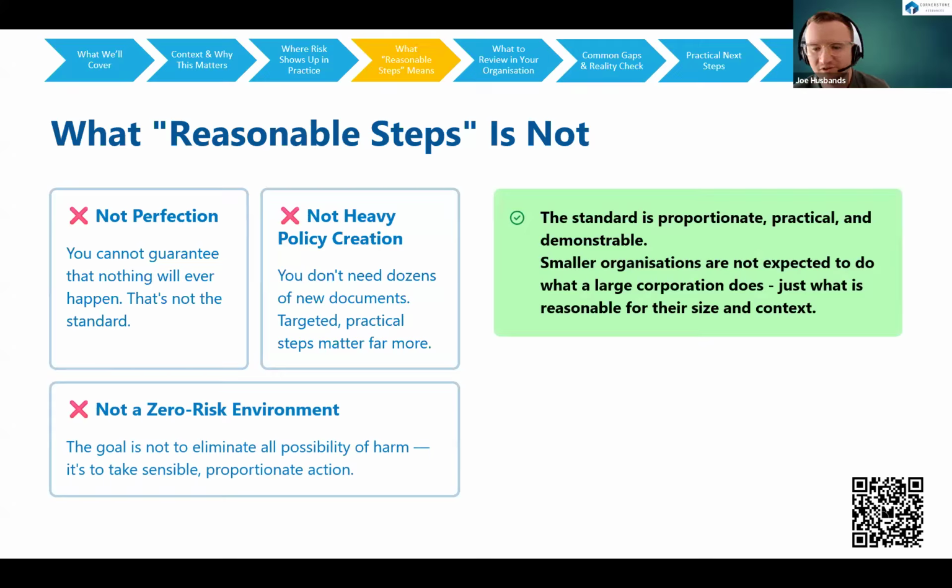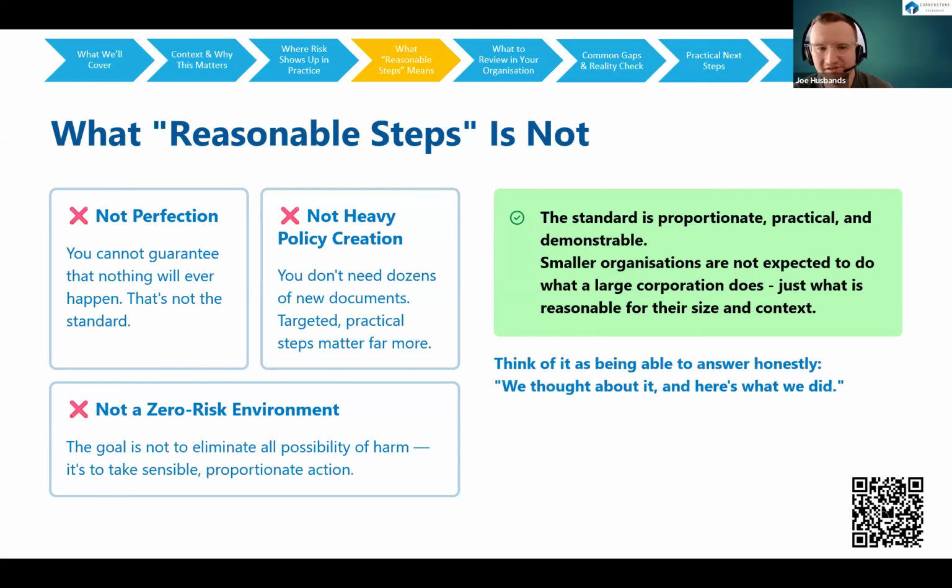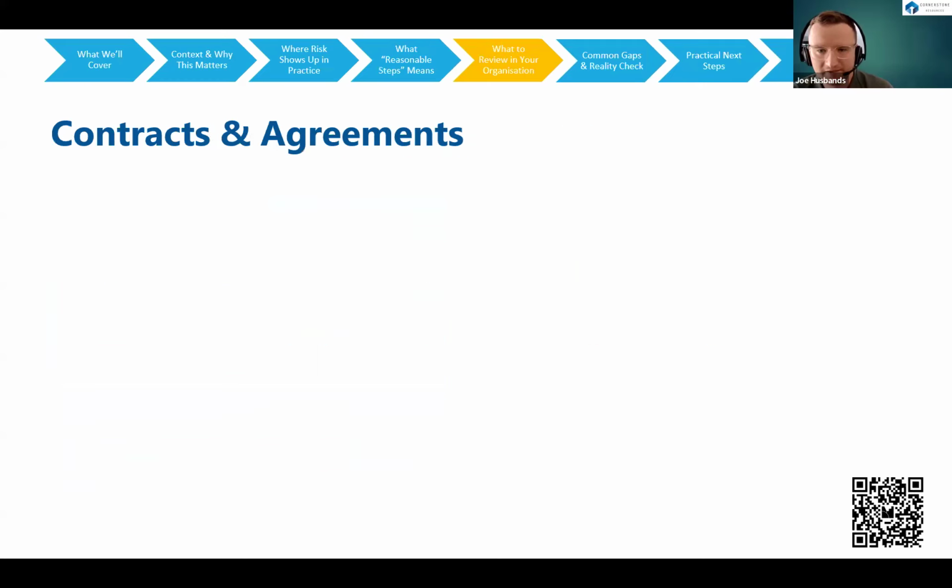So smaller organizations aren't expected to do what large organizations do. They're expected to do what's reasonable for them. So think of it as being able to actually honestly answer, we thought about it and here's what we did. We actually did something about it practically. So if you're thinking at this point, where do we actually start?